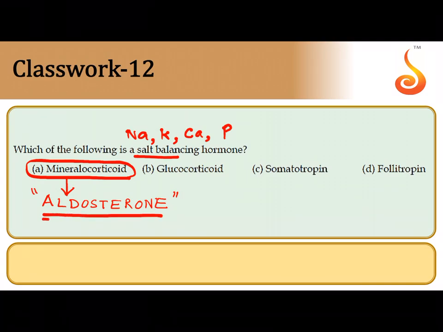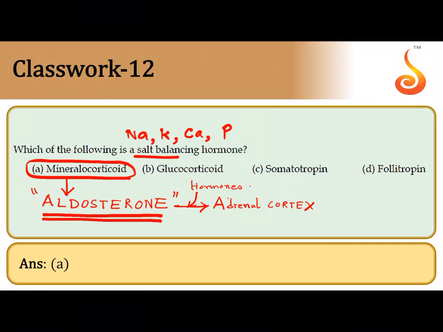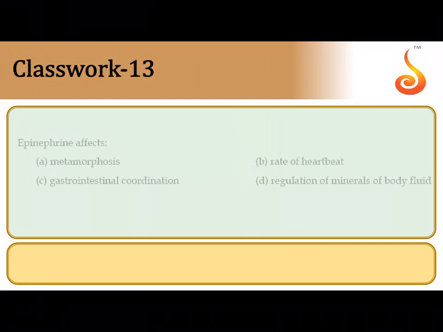So this aldosterone regulates the maintenance of the salt balance, the ionic balance in the body, and that's why it is said to be a salt balancing hormone. Okay, I hope you all know that aldosterone or mineralocorticoid is basically a secretion of the adrenal. They are nothing but hormones of the adrenal cortex. So you should remember that they are the hormones of the adrenal cortex.